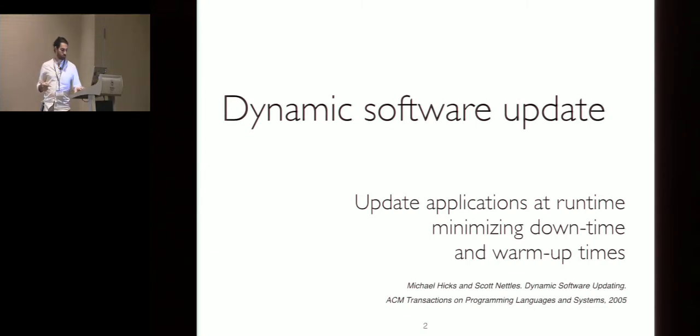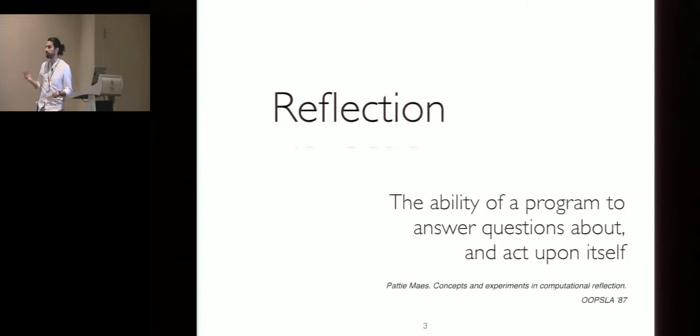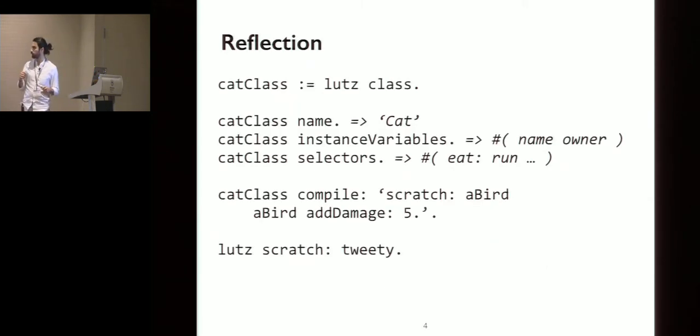So if we think about this, the use case is a perfect fit for reflection. Reflection is the ability of a program to introspect itself and to change its own behavior and its own state at runtime. For example, if we have a cat that is named Lutz, we can, using reflection, ask the class of the cat and get the class object of that object. And we can ask the name of the class and what the instance variables are. We can also change the behavior of the cat by adding new methods or changing the methods that are there.